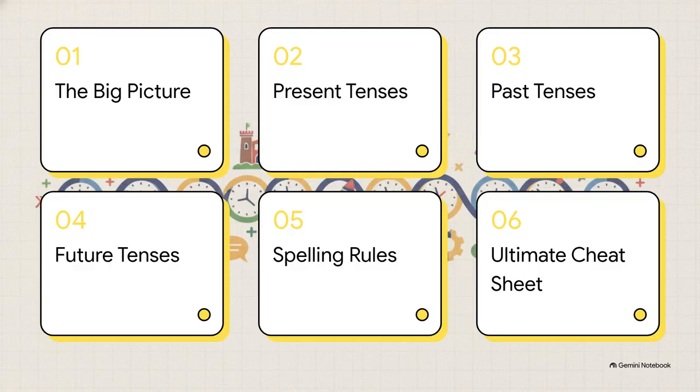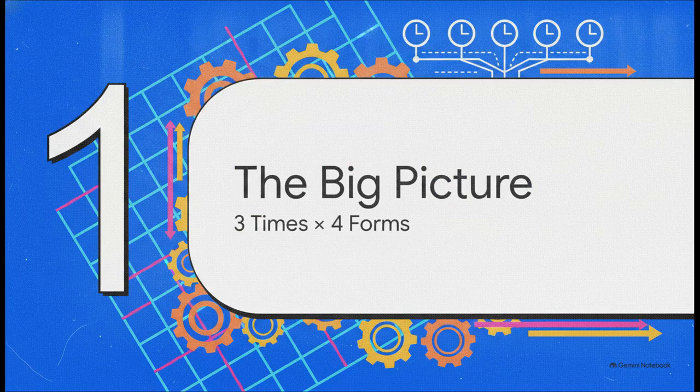All right, so here's our roadmap for today. First, we'll look at the big picture. Then, we'll master the present tenses, navigate the past tenses, and predict the future tenses. After that, we'll tackle some crucial spelling rules, and we'll wrap it all up with the ultimate cheat sheet. Okay, let's jump right into section 1, the big picture.